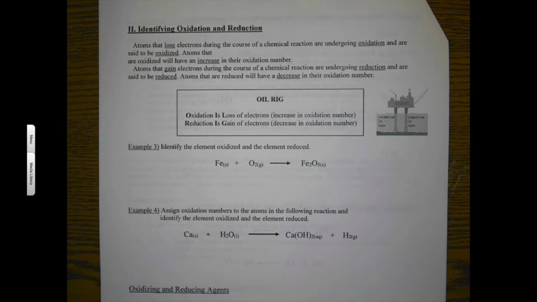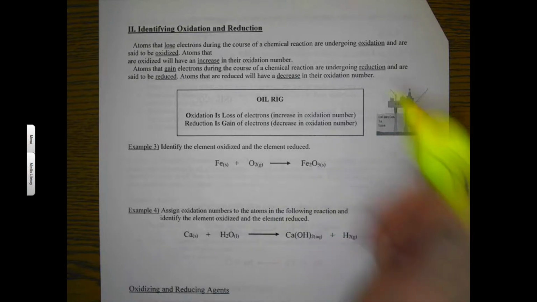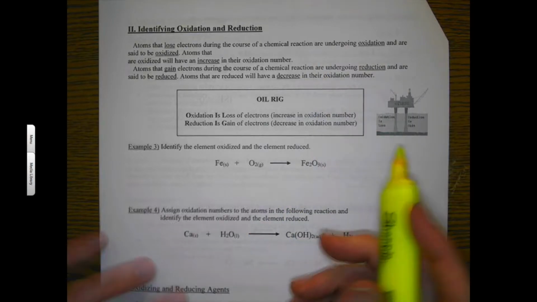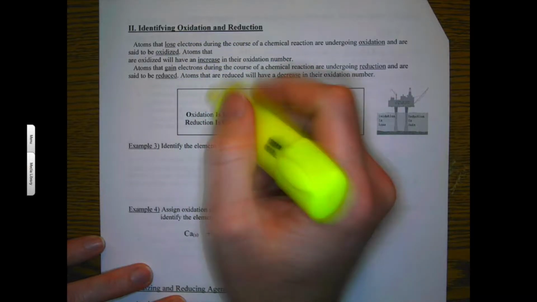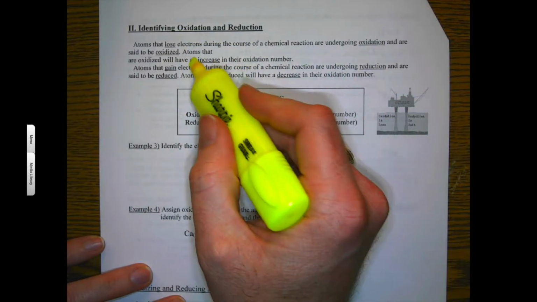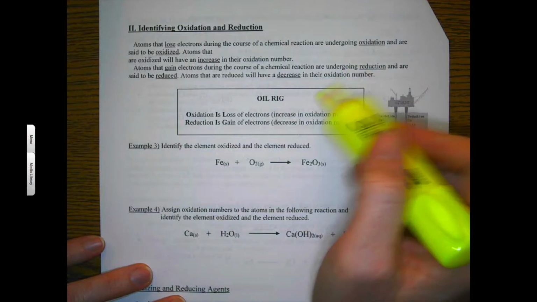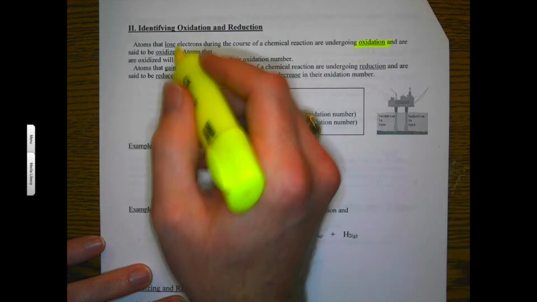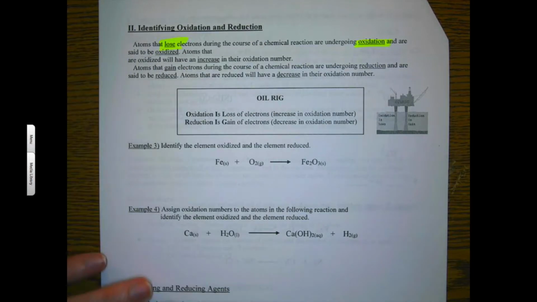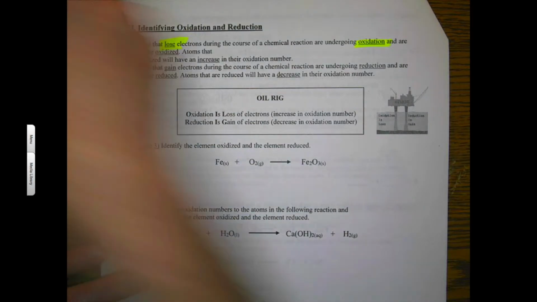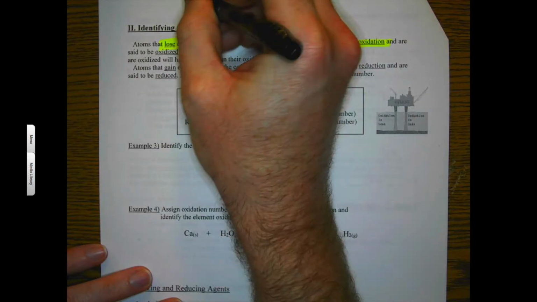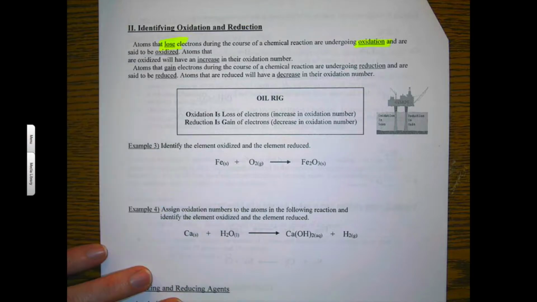Grab your multicolored pens because we're going to identify the oxidation and reduction reactions. We're going to identify the species that's being oxidized and the one that's being reduced. So atoms that lose their electrons during the course of a chemical reaction are undergoing oxidation. So oxidation is actually loss. So let's write that down. Oxidation is loss, oil.